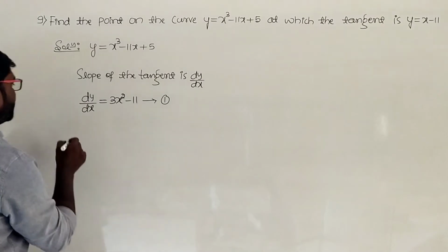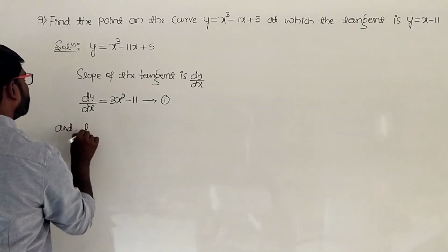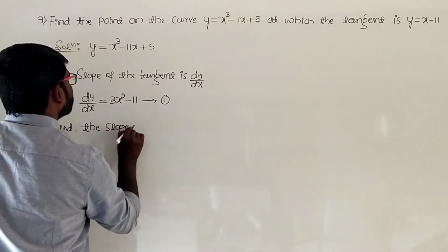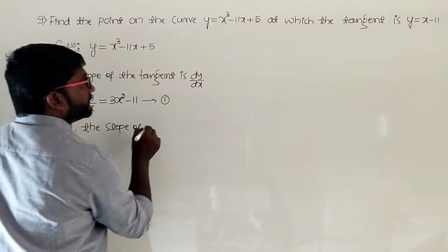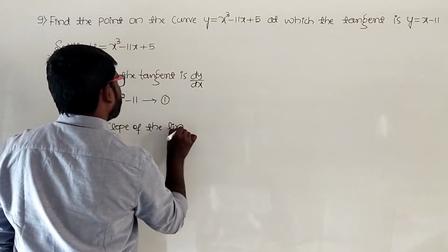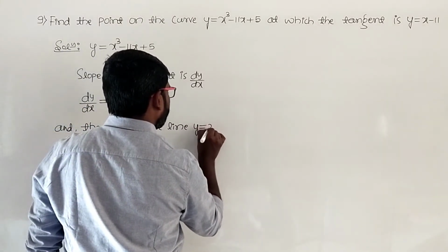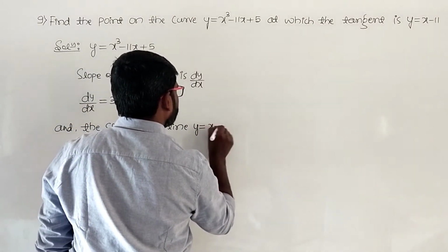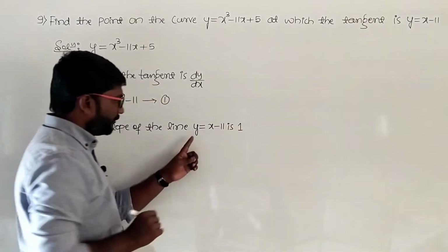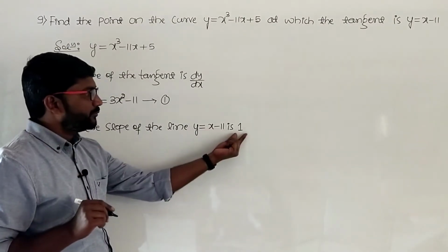So now the slope of the line y equal to x minus 11 is 1. Here the form is y equal to mx plus c, the value of m is 1, so the slope is 1.